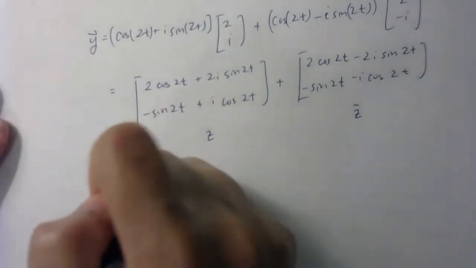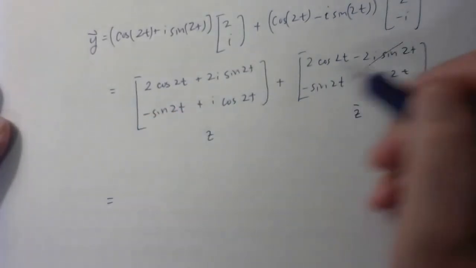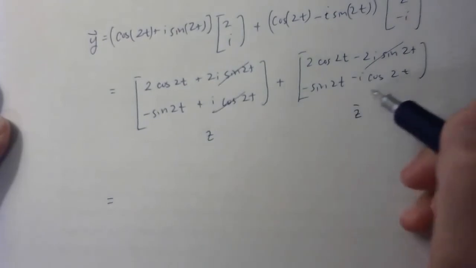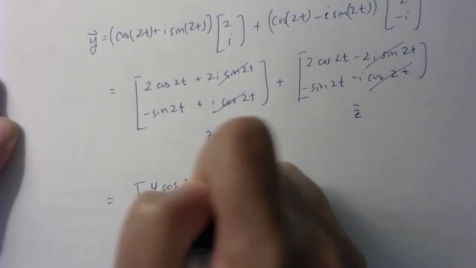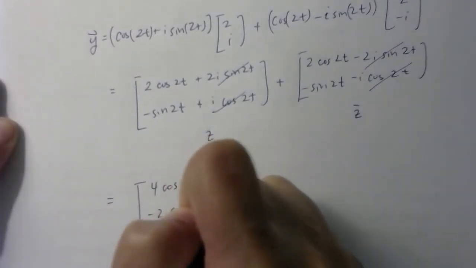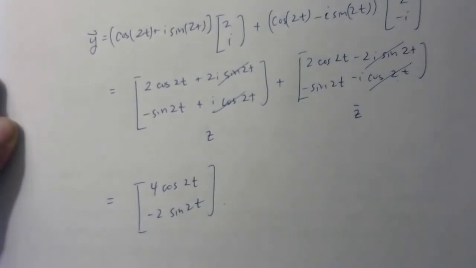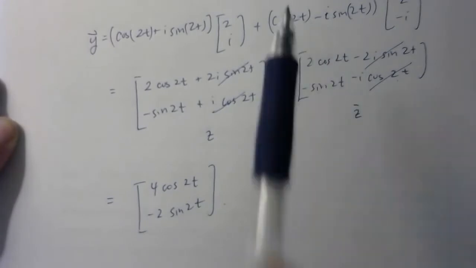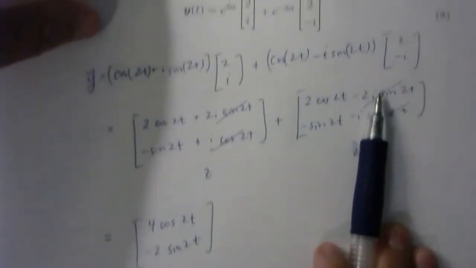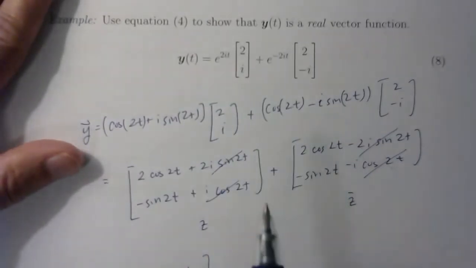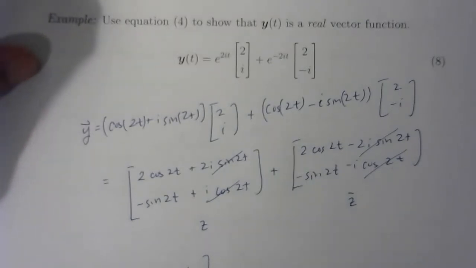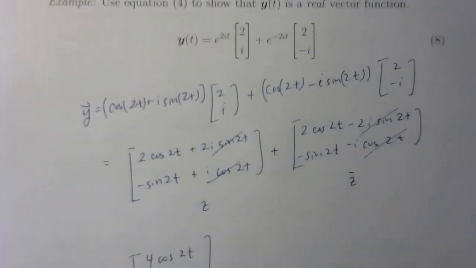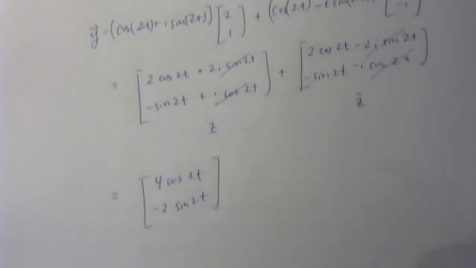We should get 2 times the real part, right? Because this cancels with this cancels with this, and I just get 4 cos 2t minus 2 sine 2t, twice the real part of either of these vectors. So if I see a function that has certain forms, like this guy here, maybe I will simplify it and say that looks complex, but it is actually real. We have models where we'll be looking for real solutions. So showing that could be a helpful thing.